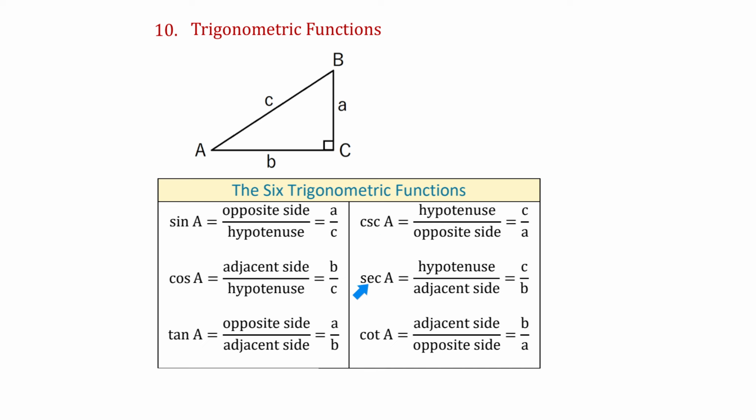The other three trigonometric functions are reciprocals of the first ones. So the cosecant function is the reciprocal of sine, and if sine is a over c, then the cosecant is c over a. The secant function is the reciprocal of cosine, so if cosine is b over c, then secant is c over b. And the cotangent is the reciprocal of tangent, and it is b over a. Now, the trigonometric functions can also be defined for any angle.